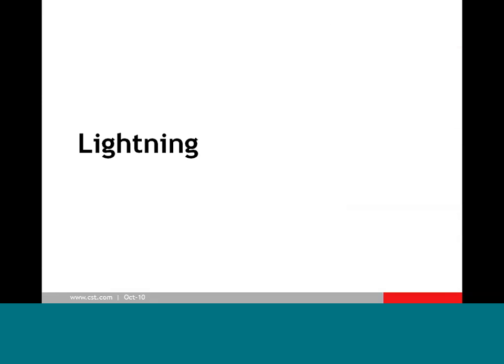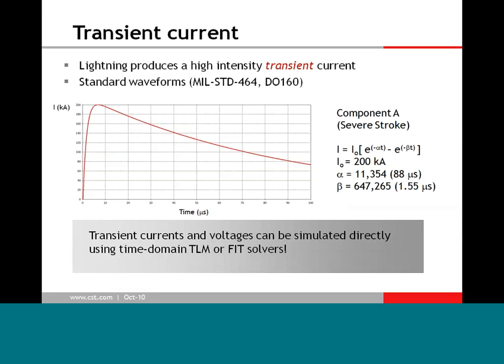So just starting with some of the fundamentals again, but not laboring on this too much. I think we've all seen that lightning is a transient effect. Really, it's a transient current effect. The lightning strike produces a very high intensity transient current, and there are various models for that current, such as the Mil Standard 464 definitions, the DO-160, and other standards as well.